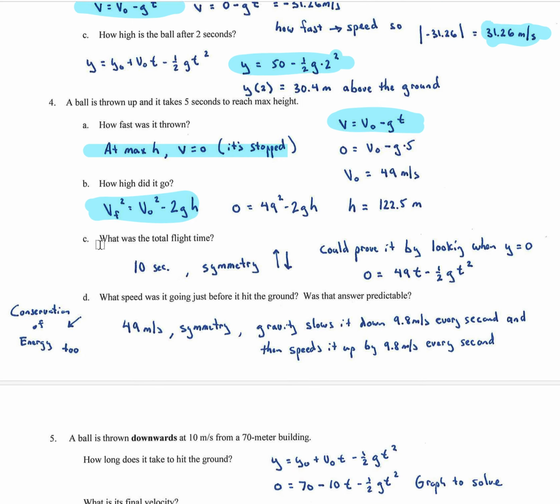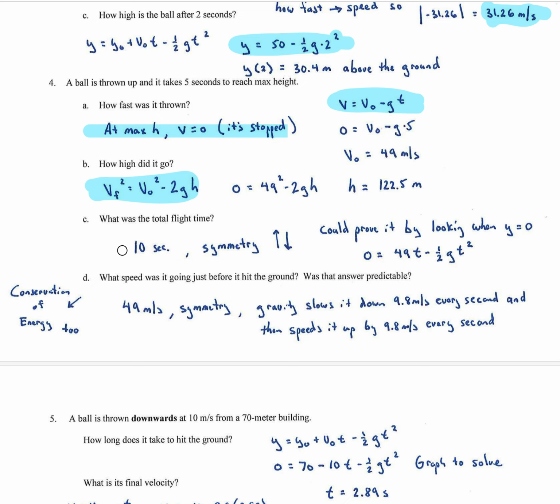Okay, total flight time. Number one, we really have to start believing in symmetry. Okay, so what happens is gravity slows you down, but then it speeds you up. And since it takes 5 seconds to go up and 5 seconds to go down, you can imagine that these two questions are very much related. What was the total flight time? Well, it was double. So it took 5 up and 5 down.